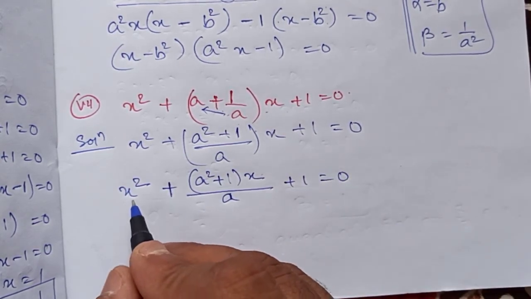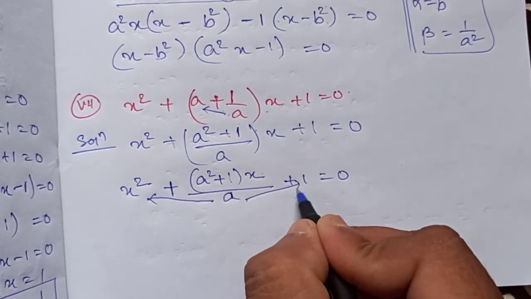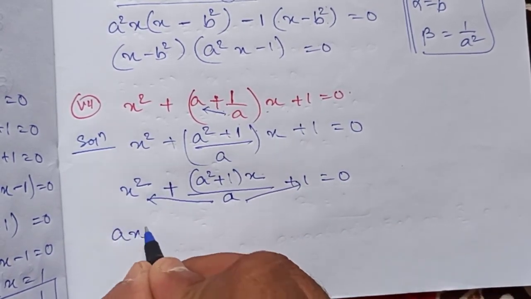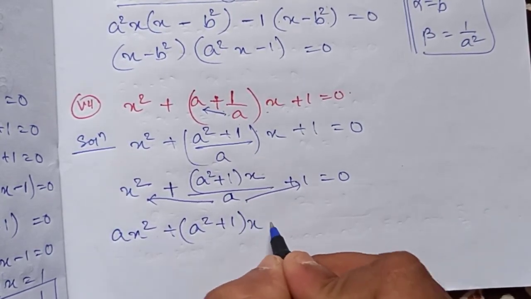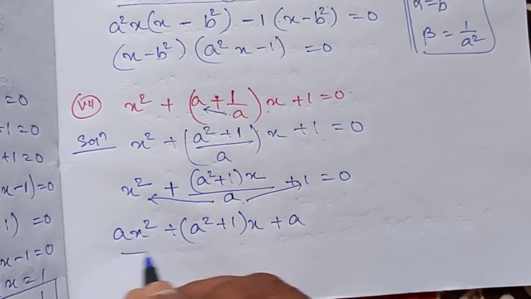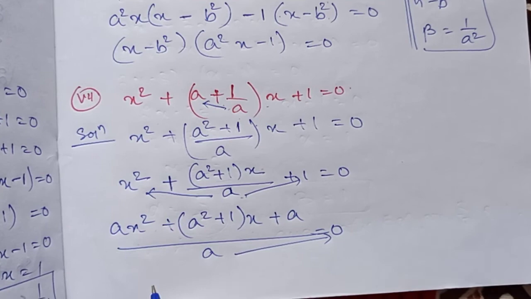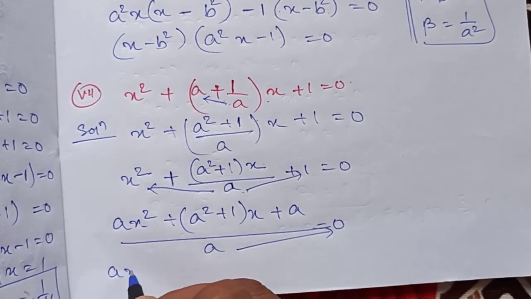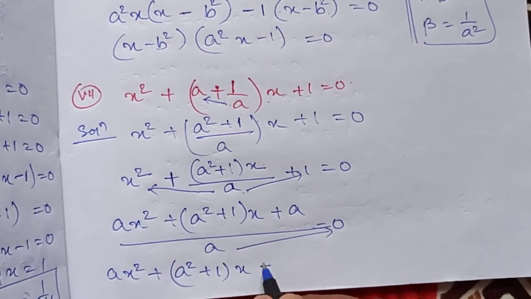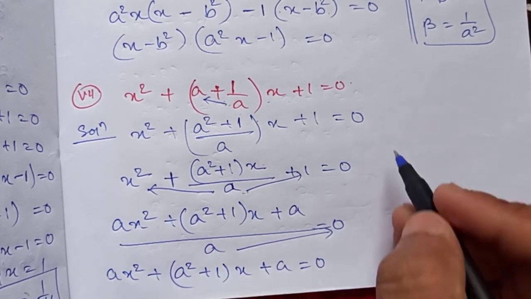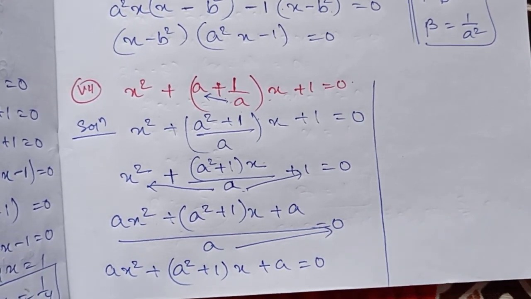Now as there are no denominators here, this a will be multiplied here as well as here. So we will get a x square plus a square plus 1 x plus a into 1 is a, divided by a equals 0. Now multiply a here. We will get a x square plus a square plus 1 x plus a equals 0. This is the equation. Now open the bracket and multiply. You will get 4 terms.